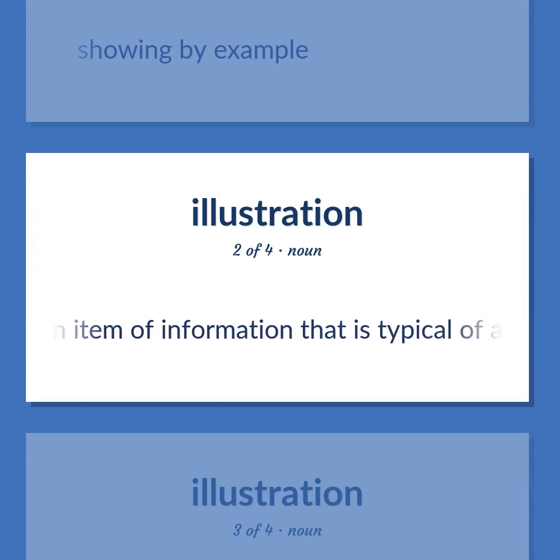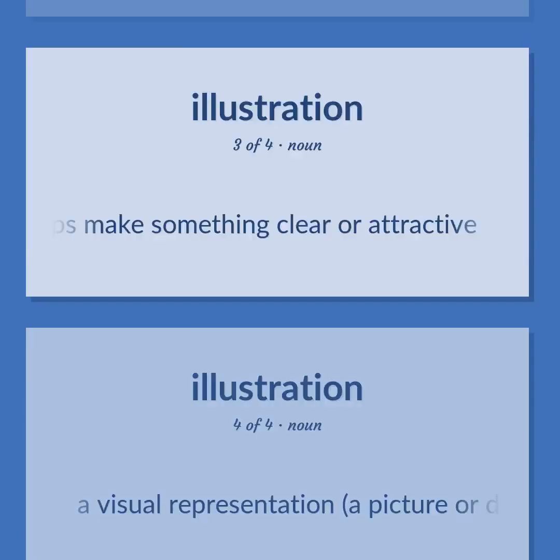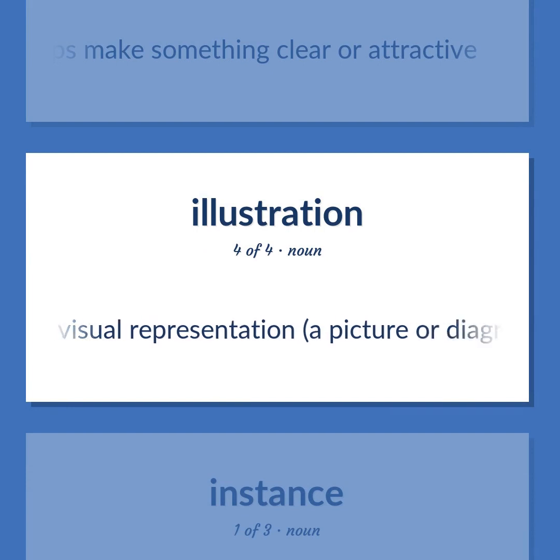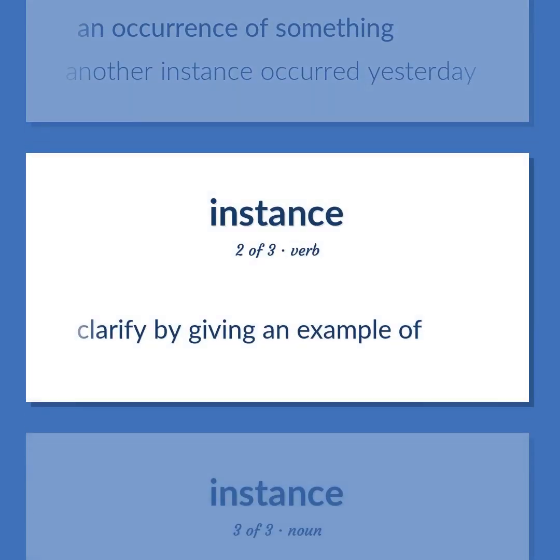An item of information that is typical of a class or group. Artwork that helps make something clear or attractive. A visual representation, a picture or diagram, that is used to make some subject more pleasing or easier to understand. An occurrence of something. Another instance occurred yesterday. Clarify by giving an example of.